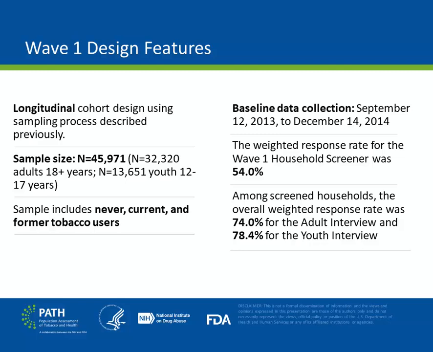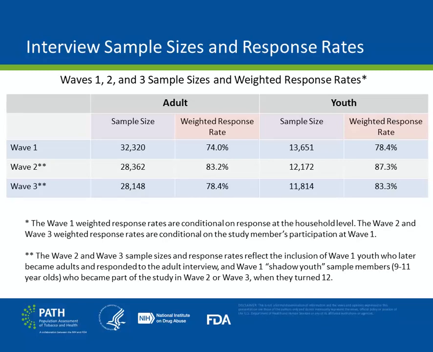The weighted response rate for the household screener was 54%, and among households screened, 74% completed the adult interview and 78.4% completed the youth interview. Each interview occurs approximately 1 year after a respondent's previous wave interview. This table shows waves 1, 2, and 3 sample sizes and weighted response rates for the adult interview on the left and the youth interview on the right. There is 1 row for each wave.